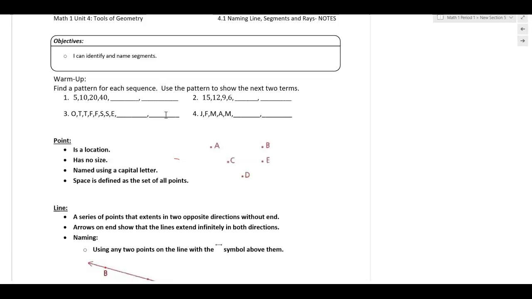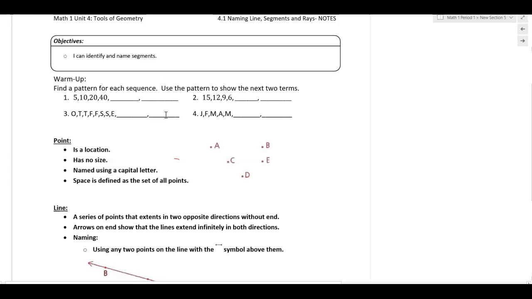So in the warm-up here, they give you 4 sequences, and they want you to use patterns to try and recognize the next 2 terms in each sequence. I want you to pause the video and try to see if you can determine the next 2 terms in each sequence.